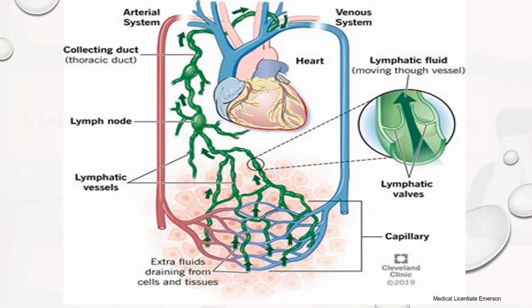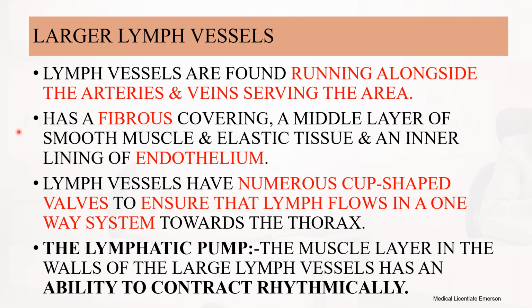Okay. Then these are the lymphatic vessels we are talking about. Okay, this is the lymph node. Then the lymphatic vessels are all over like this. Okay. Then larger lymph nodes, larger lymph vessels. Then the lymph vessels are found running alongside the arteries and veins, and they have a fibrous covering, a middle layer of smooth muscle and elastic tissue, and an inner lining of endothelium.